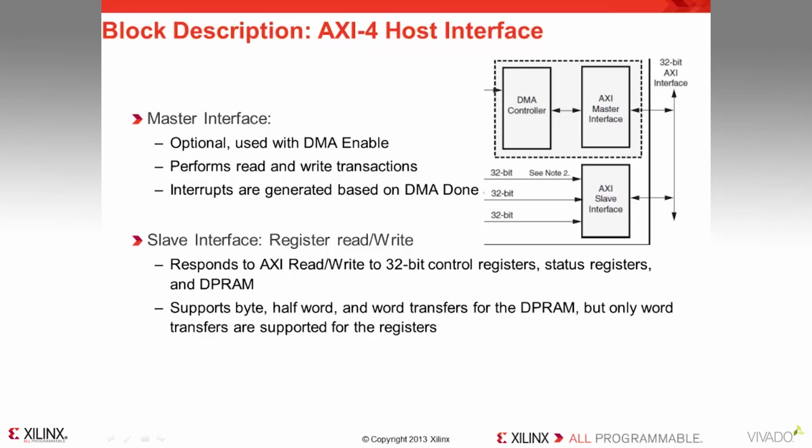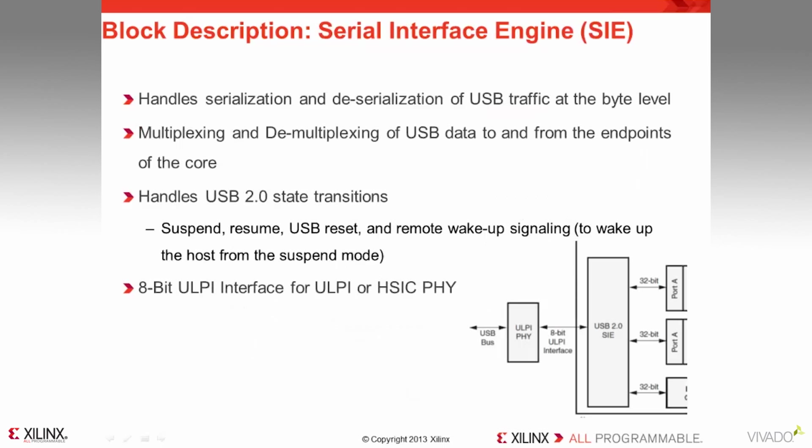Interrupts are generated based on DMA done. Slave interface is a default interface which is used for register read and write. It responds to AXI read write to 32-bit control register, status register and DPRAM. So data can be written to USB 2 device through this AXI slave interface. It supports byte, half word and word transfers for the DPRAM, but only word transfers are supported for the register.